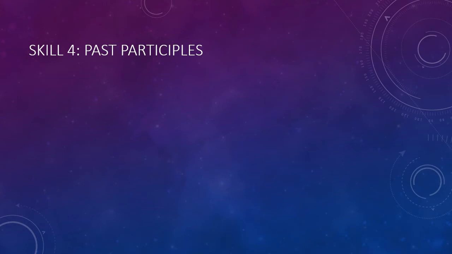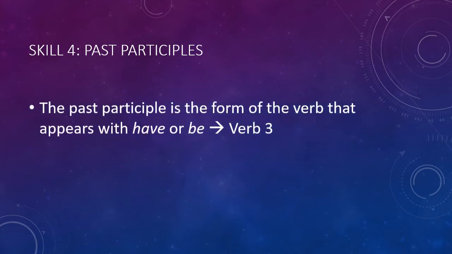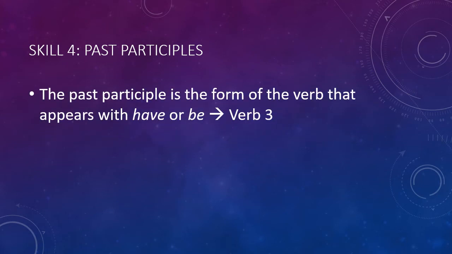All right, that's present participle. For skill 4, we have past participles. Okay, we have present participles and then we have past participle. What are past participles? The past participle is the form of the verb that appears with have or be. And we usually call it verb 3.